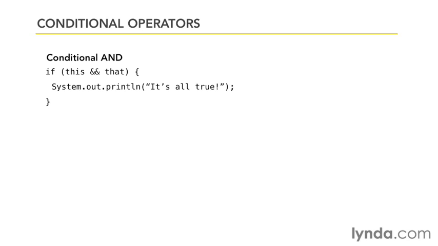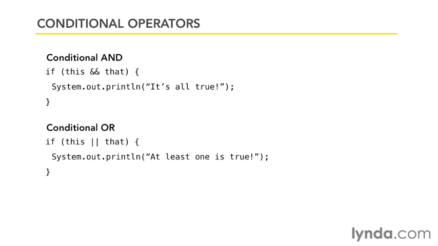Here are some conditional operators that you can use in complex logical operations. The double ampersand is conditional AND. In this code, the output would only happen if both this and that are true. You can also do a conditional OR using the double pipe character. In this code, the output is going to happen if either of those variables equates to true.